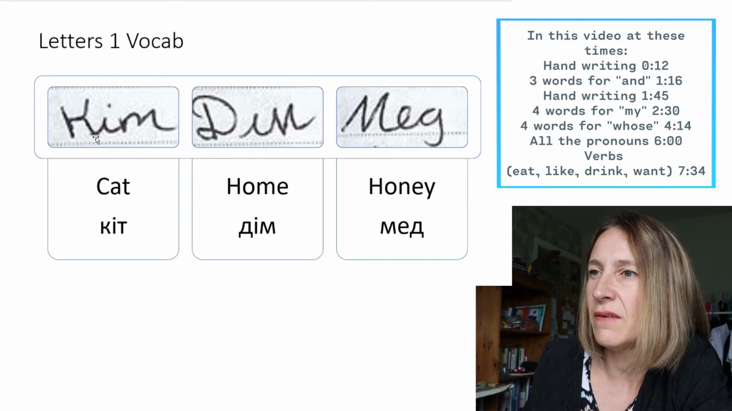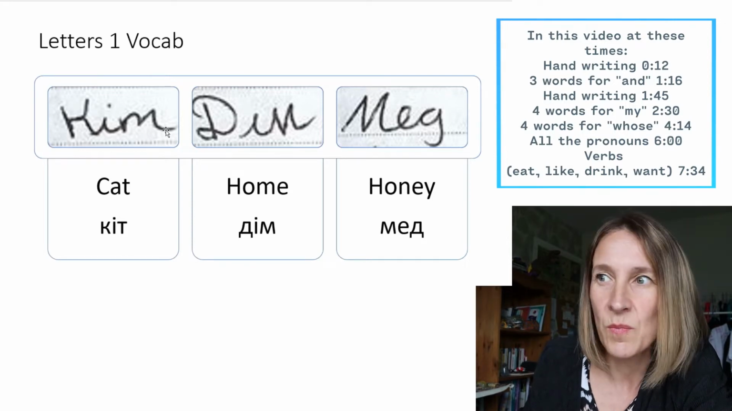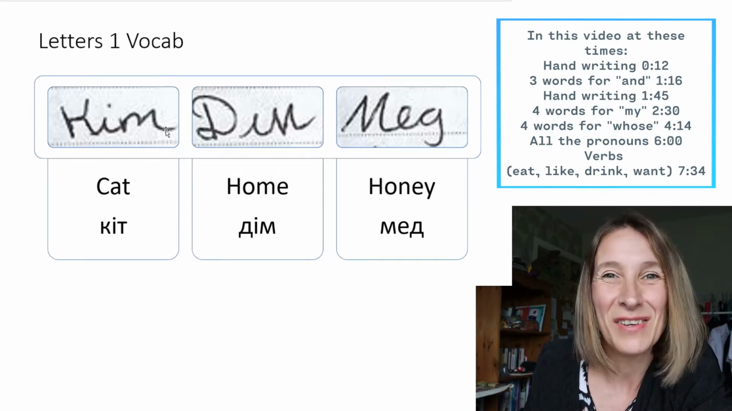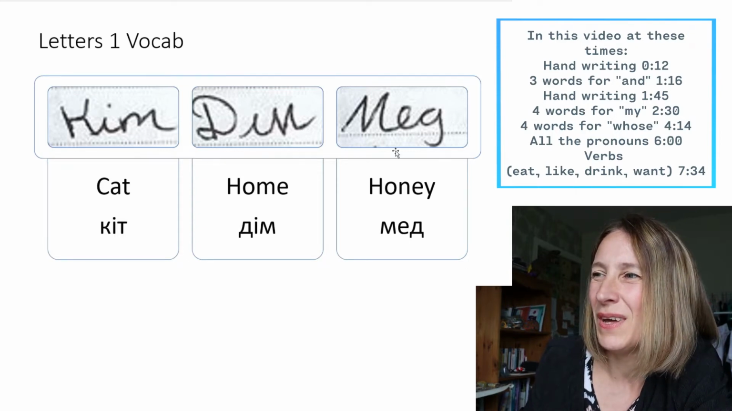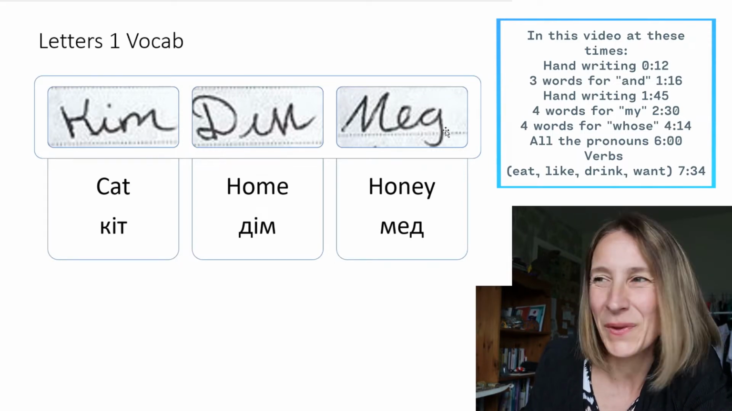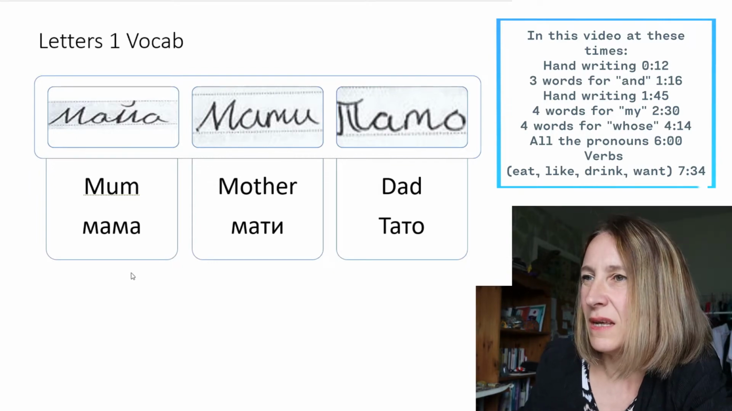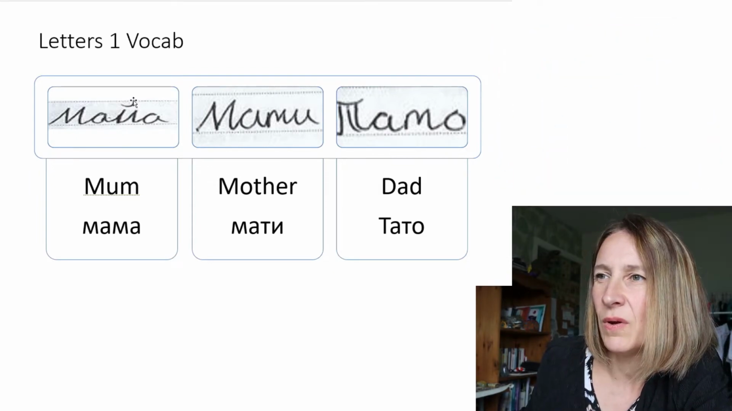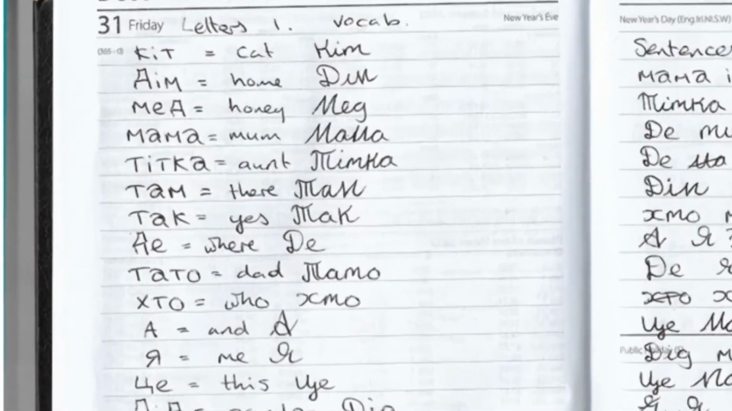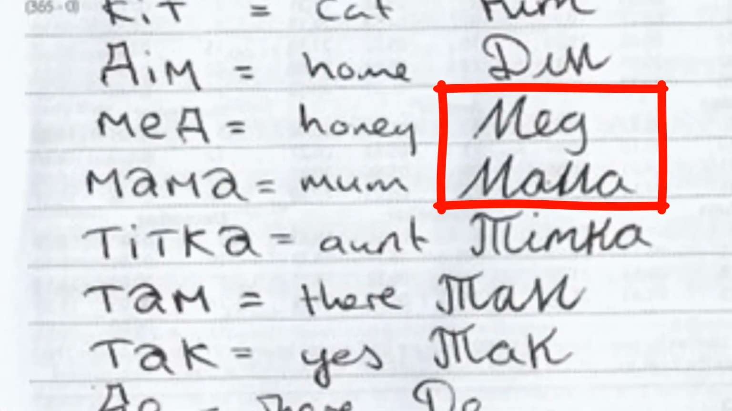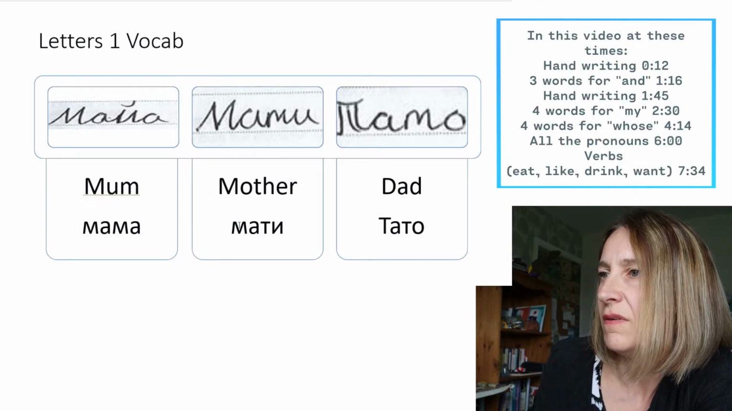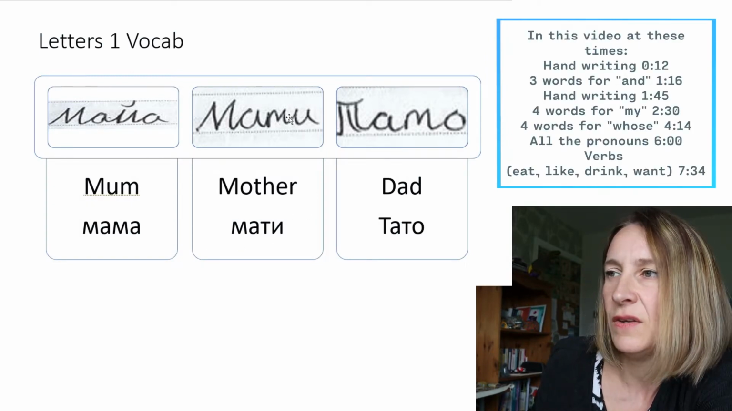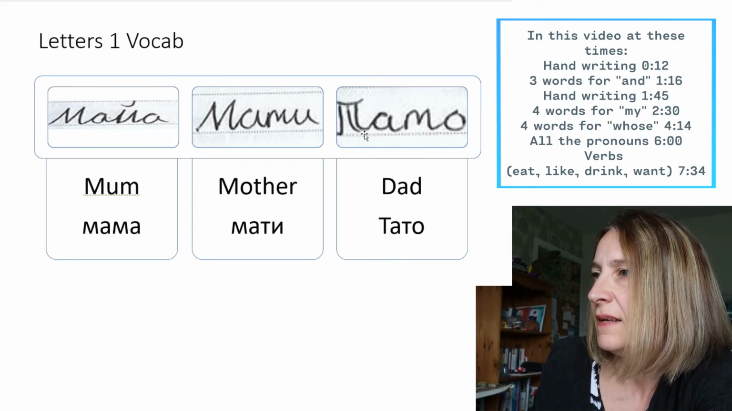So you can see there is cat, kit. You see the m, it looks like it's a t, kit, and then dim, you see there's the m, and honey is med. Look at the d, med, okay. Next one, we've got mama, oh, that little curve is from the letter above on my page. So here I've got mama, mother is like this, mati, you see the I, and then dad, tato.